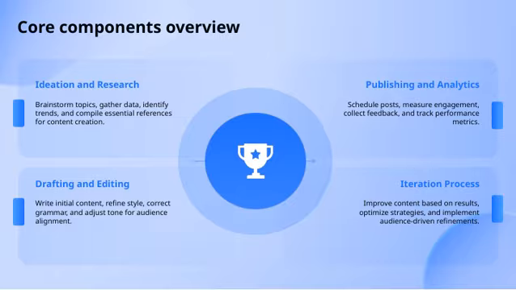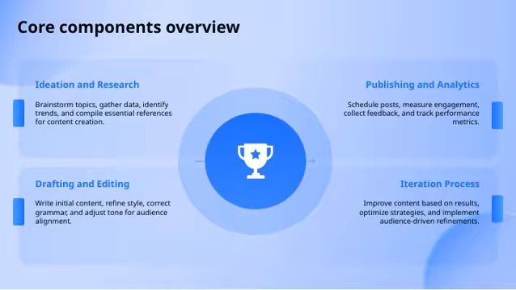After that, we move into publishing and analytics. This involves scheduling our posts for optimal times, measuring how our audience engages with the content, collecting their feedback, and tracking performance metrics. It's essential because it helps us understand what's working and what might need adjustment.